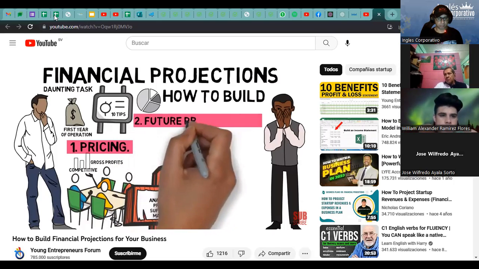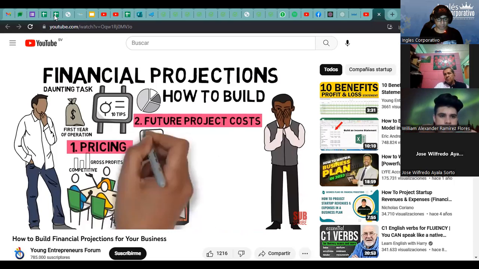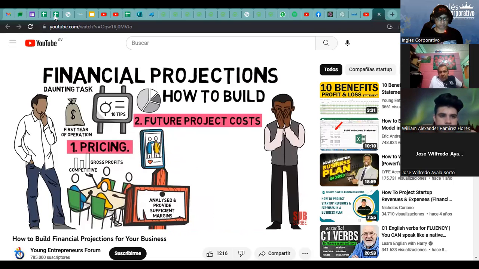Number 2. Future project costs. It is also wise that future project costs are included in the calculation.